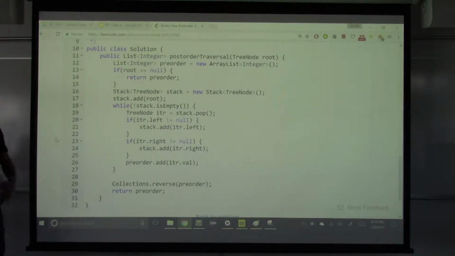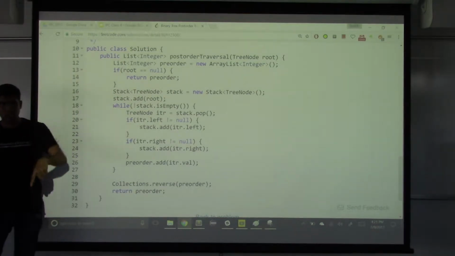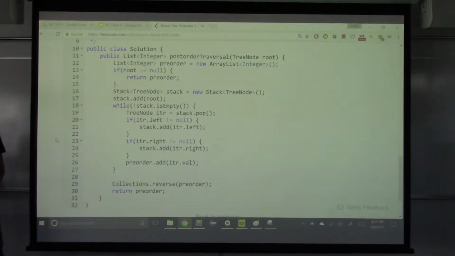One method may not have a necessary advantage over the other, but they just want to see how you think. So they would say, oh, I want you to do it only this way. Okay.